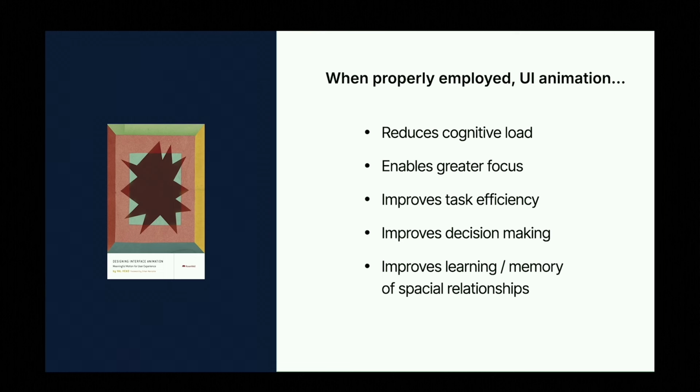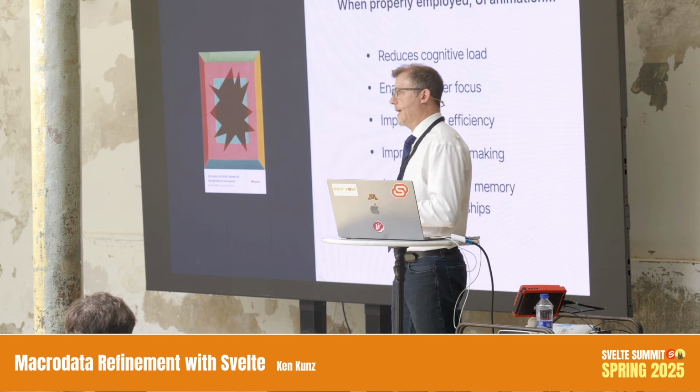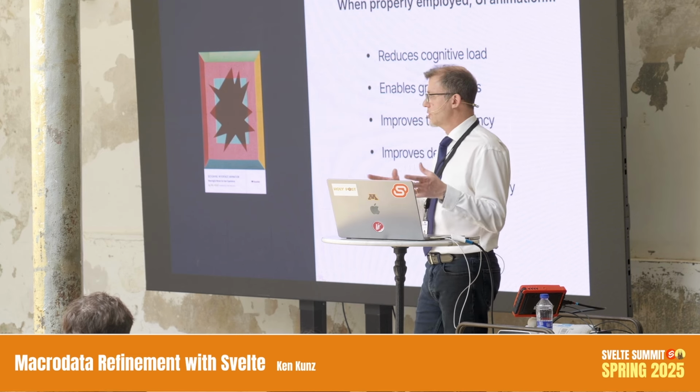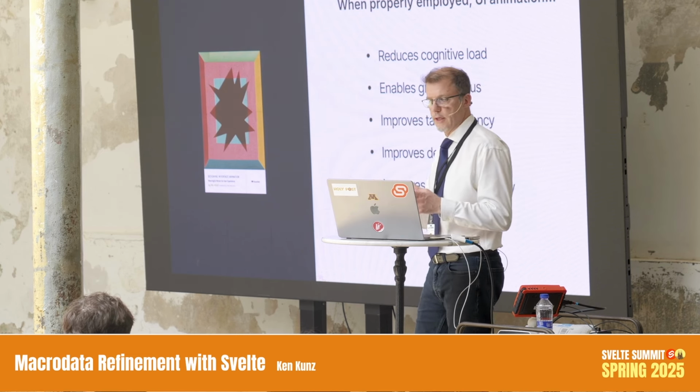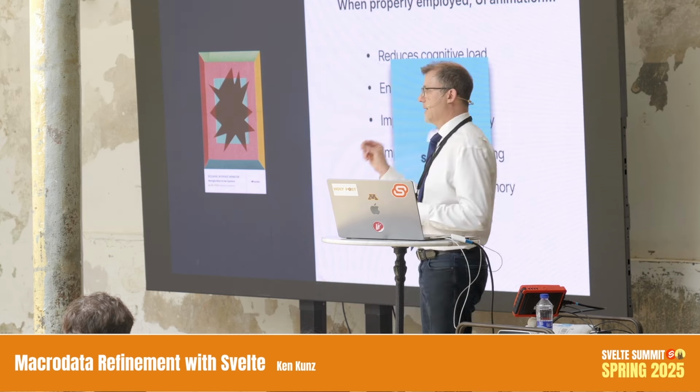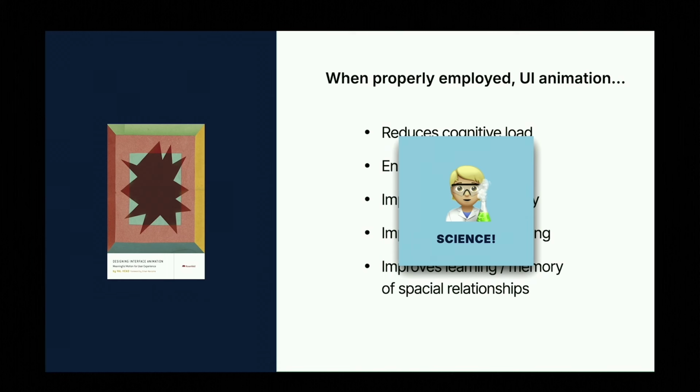So the previous slide was why we do this. This slide, we talk a little bit about what actually results from using animation well. It decreases cognitive load, enables your users to have greater focus because of that reduced cognitive load, improves overall task efficiency, very important to Lumen, improves the end user's decision-making capabilities and their learning and memory of spatial relationships. And I'm not just saying this. This is based on science. This is research that is referenced and highlighted by Val in her book on UI animation.